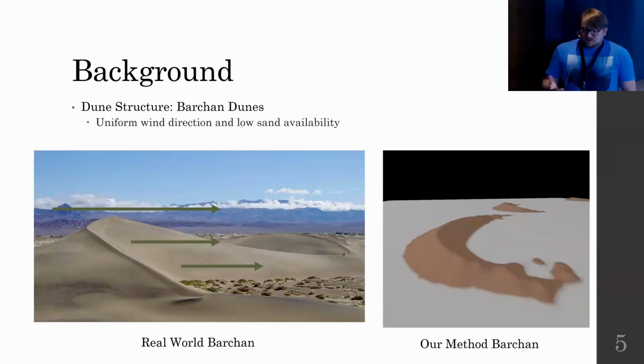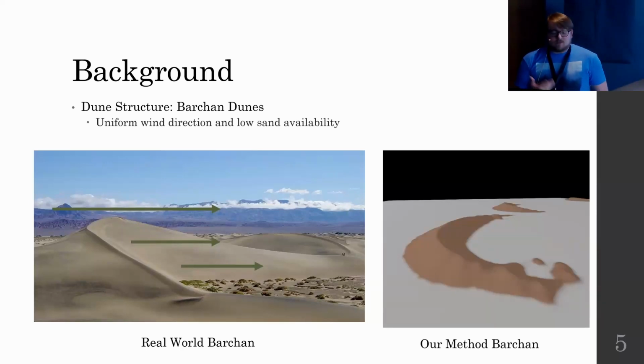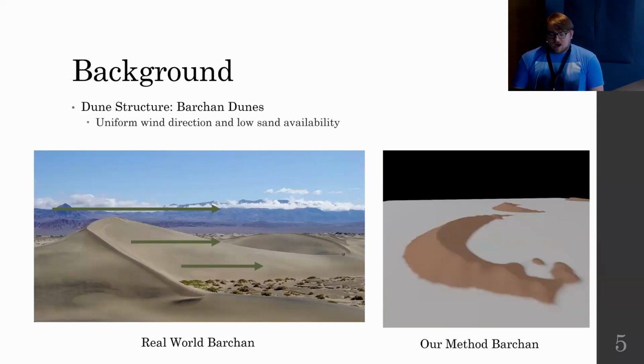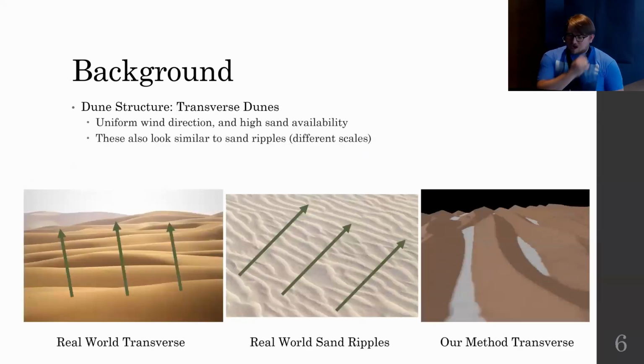So some different types of dunes that you're going to see. One dune structure is called a Barchan dune. This is caused in a uniform wind direction environment with lower sand availability. If you have that wind projecting on the left, you're going to see a real world image. And so we have the wind moving in that uniform direction, and you get this kind of crescent shape where you have these long horns which extend in the direction downwind. And this is a reproduction of the Barchan dune using our method.